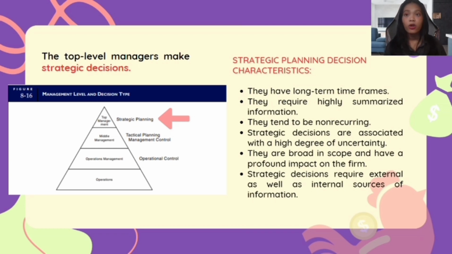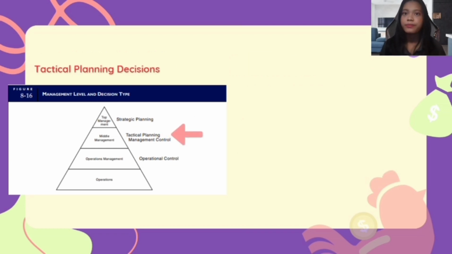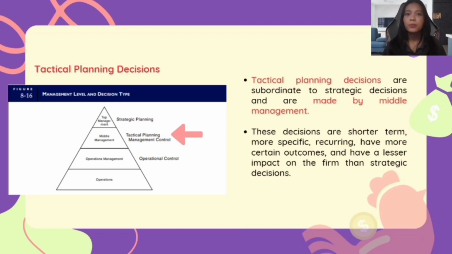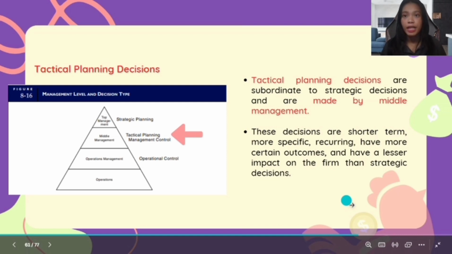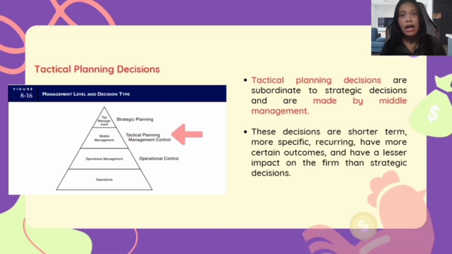Next, under the four categories is the tactical planning decisions. Tactical planning decisions are subordinate to strategic decisions and are made by middle management, as you can see on the figure. These decisions are shorter term, more specific, recurring, have more certain outcomes, and have lesser impact on the firm than the strategic decisions that we mentioned earlier. Also, the flexibility of tactical planning makes it less risky because if something goes wrong, the business won't be harmed.